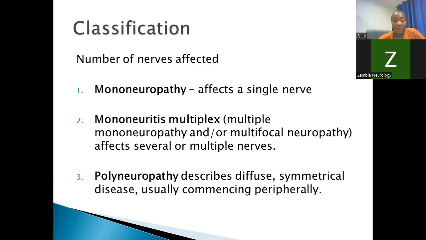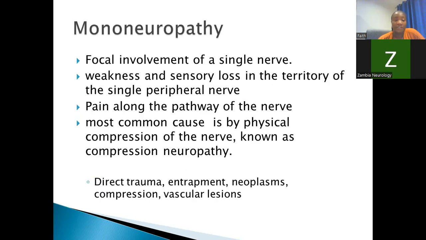And this can happen simultaneously, or they can happen at different times. And then you also have a polyneuropathy, which I think is one of the commonest forms of neuropathy that we see in terms of pattern. And usually this one describes a diffuse symmetrical disease, and usually commences in the periphery. So just to delve a little bit more in detail into this classification.